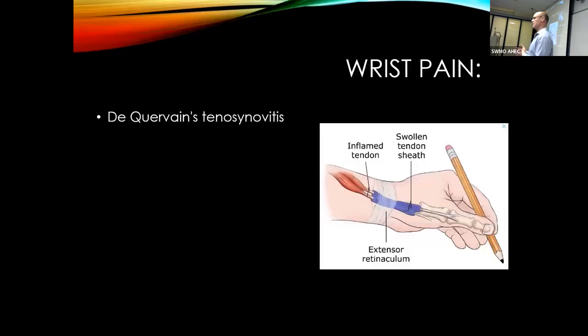So Finkelstein's test, you should all know what that is. Have them grab the thumb, ulnar deviate the wrist, and that reproduces their pain at the base of the thumb. What is de Quervain's tenosynovitis? It's tenosynovitis, or inflammation in the tendon sheath of the first dorsal compartment. It's treated easily with anti-inflammatory medications and an injection. Once in a while, we need to operate on it, but really not very common.